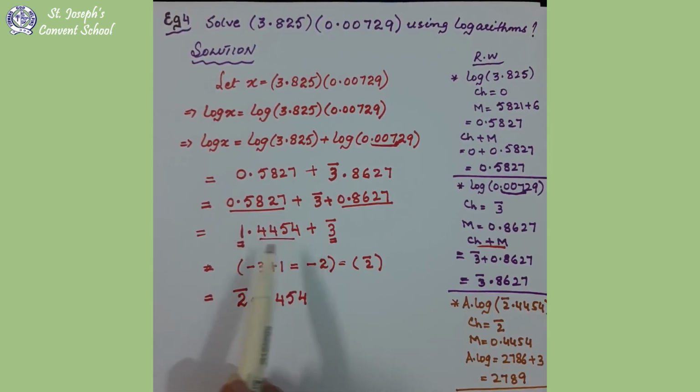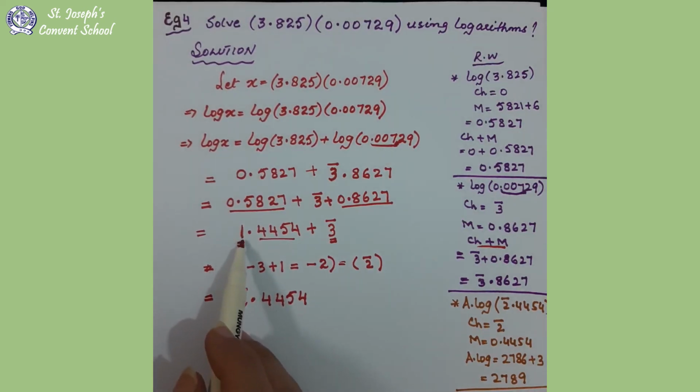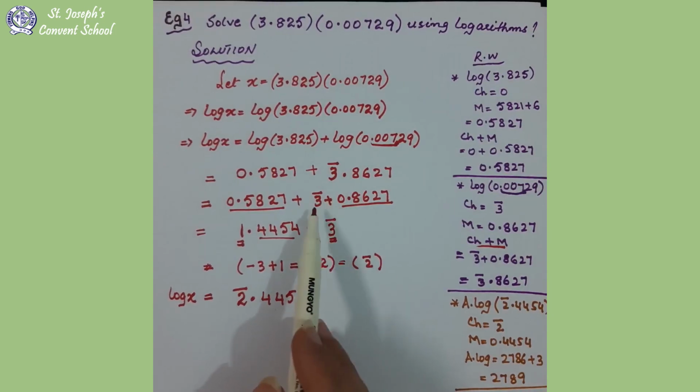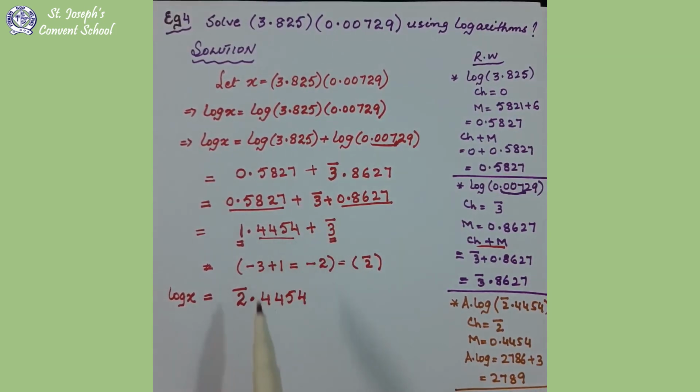1 and this bar 3, minus 3 plus 1 is minus 2. Okay, so this minus 2 is bar 2. Bar 2 will come instead of this. Bar 2.4454. So this is log x. This you will do in the bar question. Okay, break the term into characteristic plus mantissa and solve it.